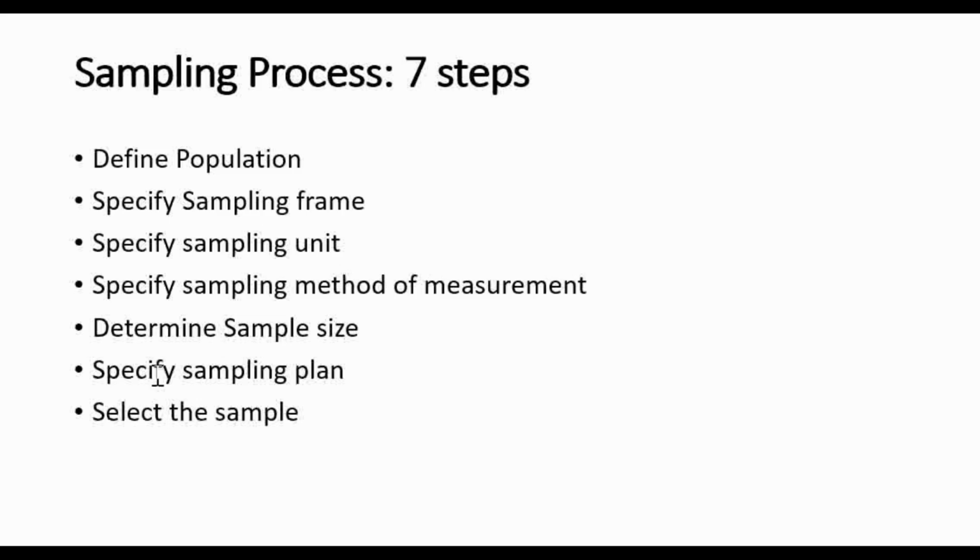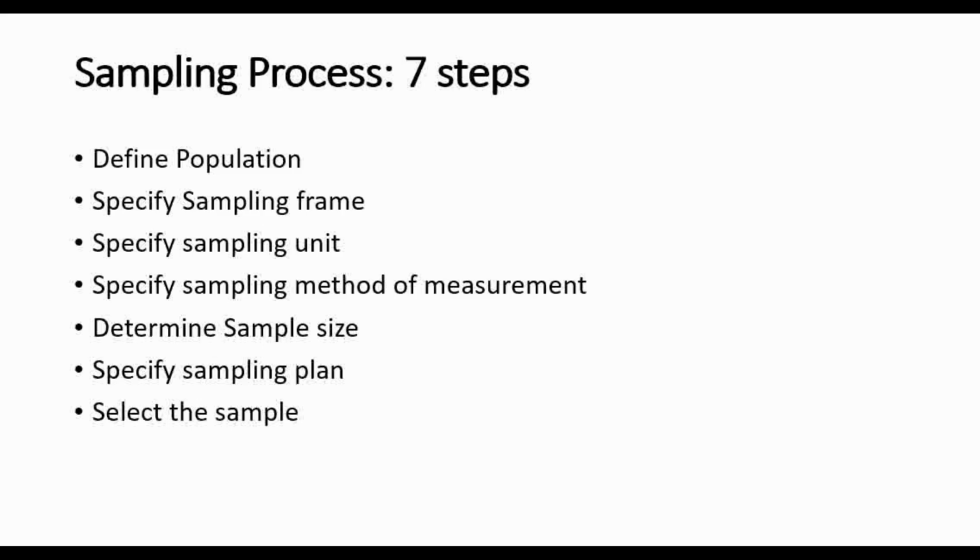Specify the sampling method: which type of sampling we are going to use. We have to determine the sample size, fixing how many samples are required based on the type of study and the statistical outlook. Specify the sampling plan: how are we going to select the sample? We have to have a plan for that, and then we finally select the sample.